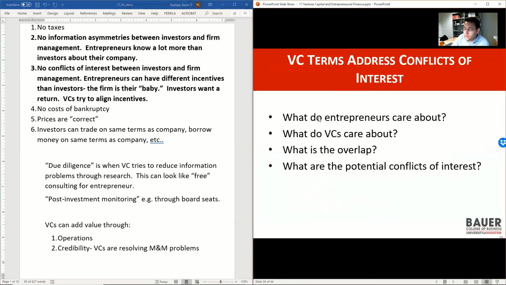To highlight some of the information problems and the asymmetry problems, the entrepreneurs care about stuff that's different than what the VCs care about. Entrepreneurs sometimes have very particular preferences for their company. We talked about this before. For entrepreneurs, the firm is their baby, right? They're very attached to it. The VCs want to earn a return, right? So you see this conflict. Sometimes there's overlap. Sometimes the entrepreneur also wants to make money. Hopefully that's the case. So you need to make sure you know where there's overlap and where there's going to be conflict.